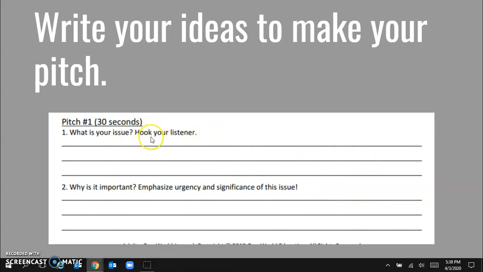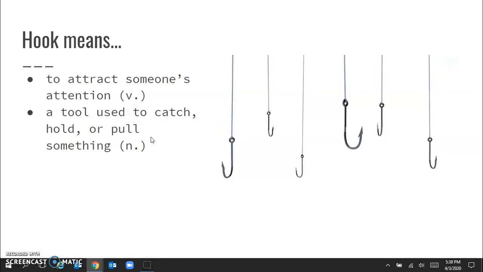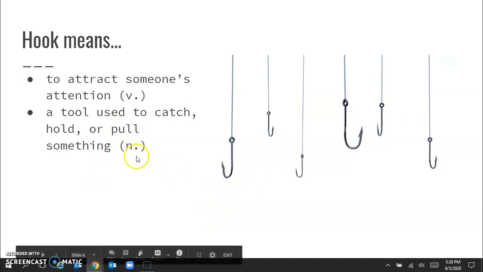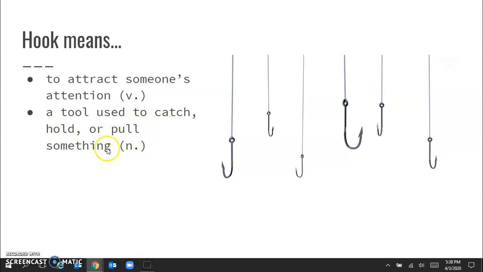So let's talk about hooking the listener. These are some pictures of hooks. So a hook can be a physical thing, a tool used to catch, hold, or pull something. We also use it as a verb that means to attract someone's attention. So when we make a pitch, you want to attract your listener's attention.